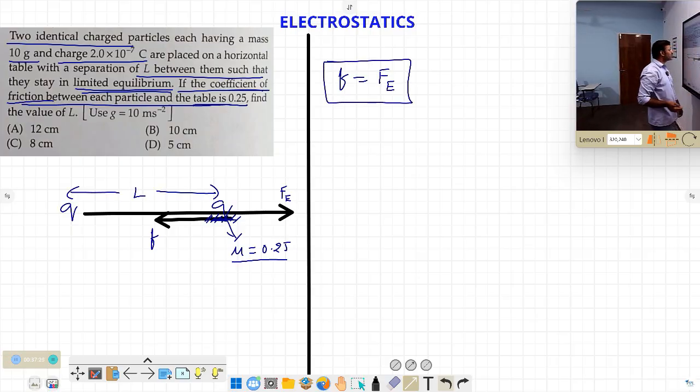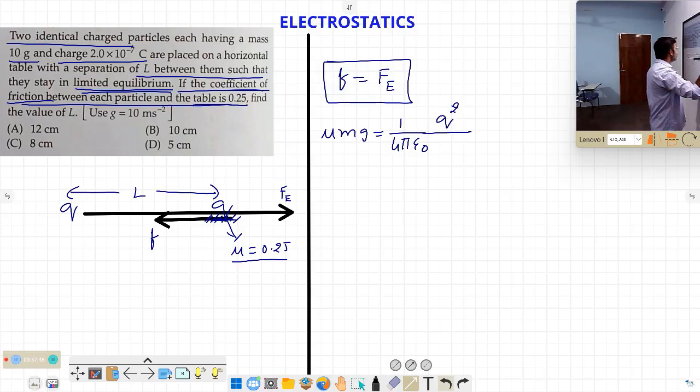Now what is the frictional force here? Frictional force is nothing but, according to the basic formula, mu into mg. The electrostatic force between these two charges is equal to, what is the formula? 1 by 4 pi epsilon naught. Two similar charges, that means you can write q square, by the square of the distance between them. L is the distance between them, so I can write L square.